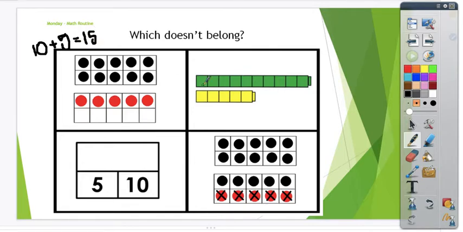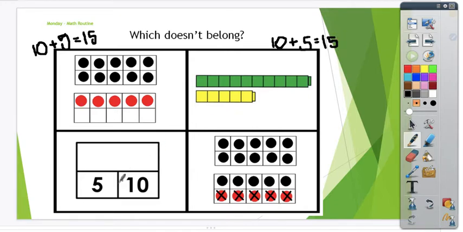All right, let's look at this one. How many greens do we have? 1, 2, 3, 4, 5, 6, 7, 8, 9, 10. All right, so we have 10. Now, when we have our blocks like this, do we add them together or do we take some away? Very good, we add them together. 10 plus how many yellows? 1, 2, 3, 4, 5. All right, and what is 10 plus 5? If you said 15, you got it right.